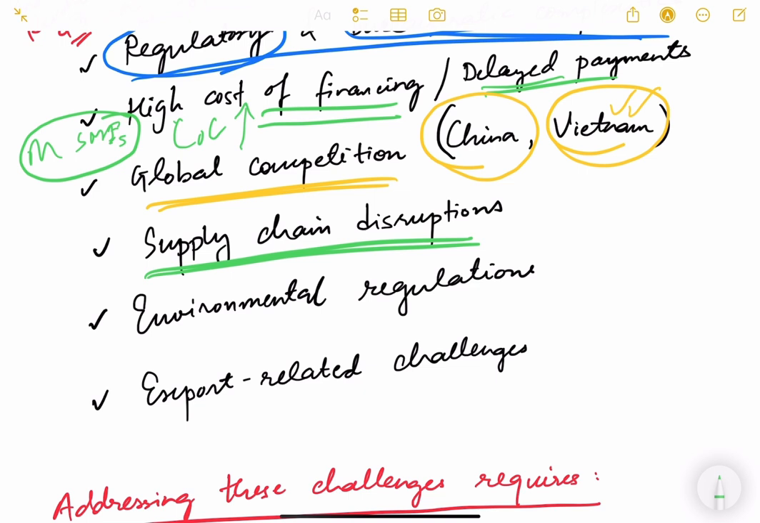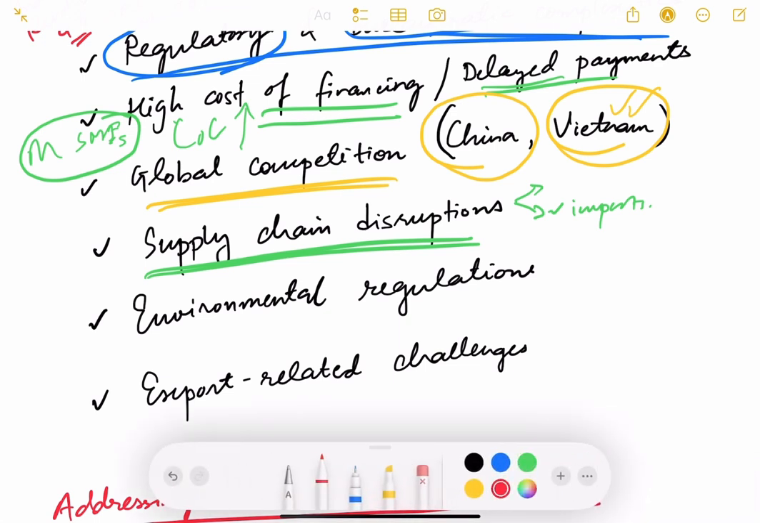Then dependency on imports is another thing. So we are dependent on imports for our raw material. India still imports a significant portion of critical manufacturing inputs such as electronic components, heavy machinery, and raw materials from outside. And over-dependence on imports for essential components has made the sector vulnerable to supply chain disruptions. So that is another challenge for our manufacturing sector.